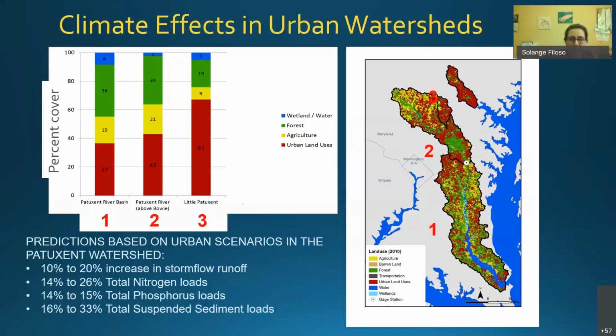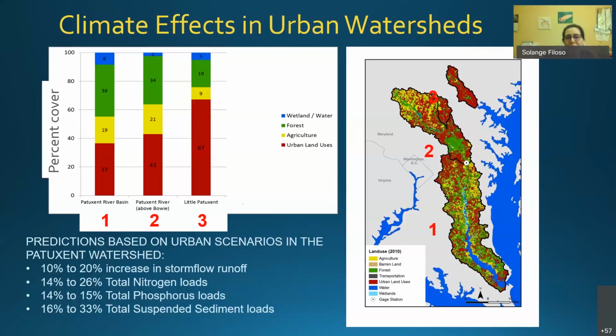And so what this means, I'm going over this a little bit too fast, but what I want you to think about and get out of this is that when you think about how these restored streams are performing in terms of reducing loads of these pollutants to the bay, some of these projects are reducing loads by 30%, 20%, whatever.